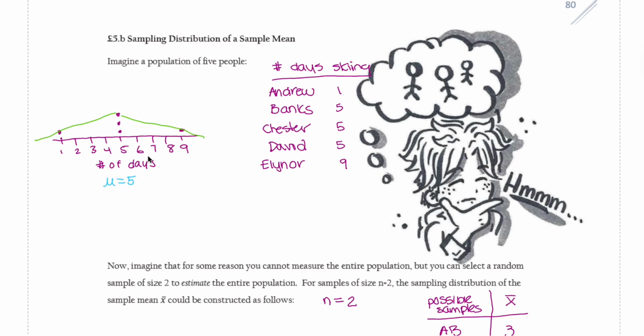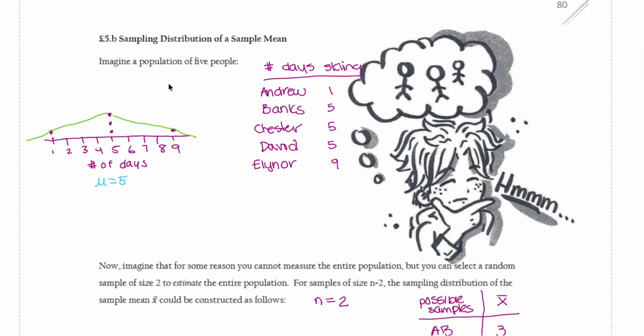So moving on to the sampling distribution of a sample mean. Imagine a population of 5 people. The days of skiing were recorded down here. Andrew skied one time, Banks skied 5 times, Chester skied 5 times, David skied 5 times, and Eleanor skied 9 times.